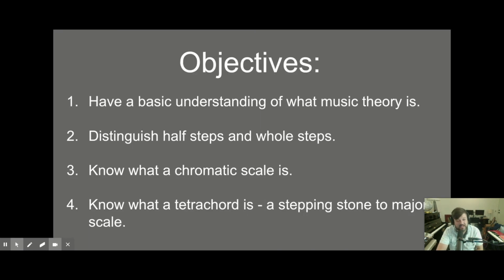All right. And just because I like to remind you what we went over, these were the objectives that we had today: to have a basic understanding of what music theory is, distinguish half steps and whole steps, know what a chromatic scale is. You know what that is. And know what a tetrachord is, which is our stepping stone to what is to come.